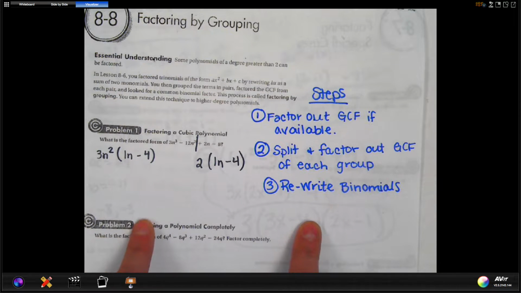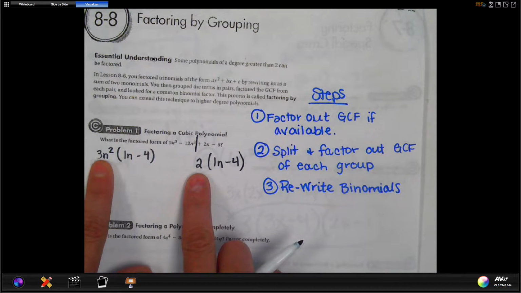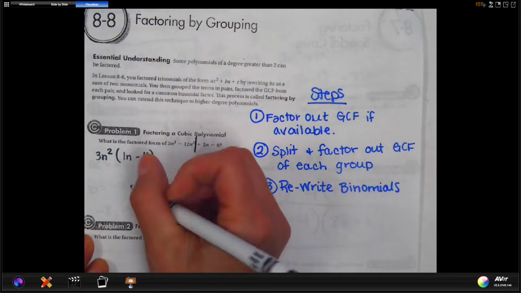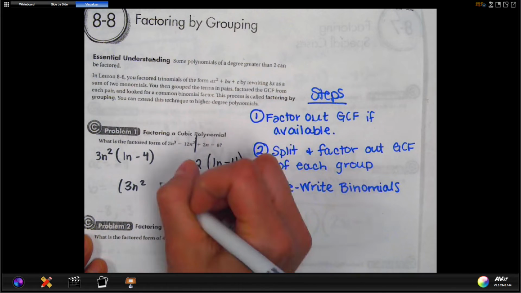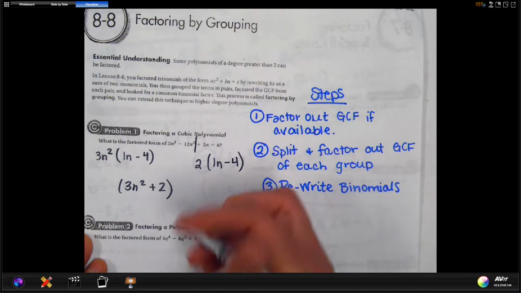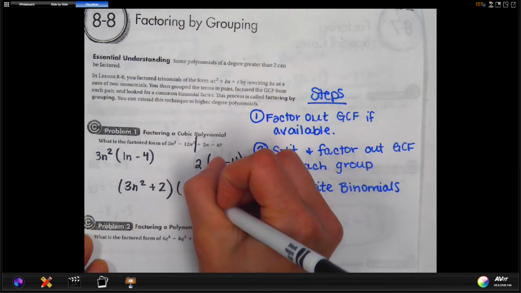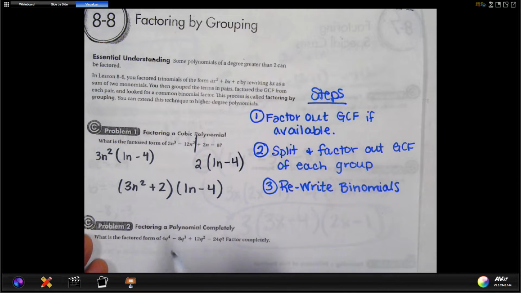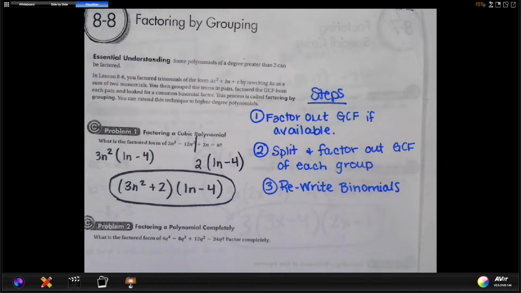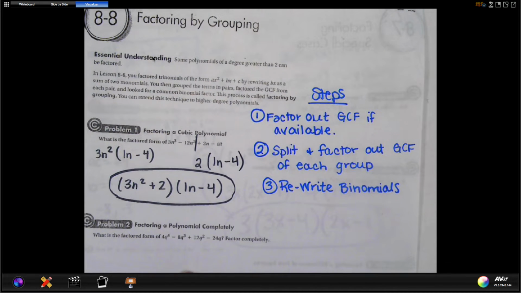And so then all we're going to do is we're going to rewrite into binomials, just as we've done before. We're going to take these 2 and put them in 1. So we're going to have 3n squared plus 2, because that's a positive 2. And then our other binomial will be 1n minus 4. And this is the final answer. Oh, that's pretty good. So easy. It's not that bad. It looks way scary when you first start it because you're like, oh man, I have high exponents, right?